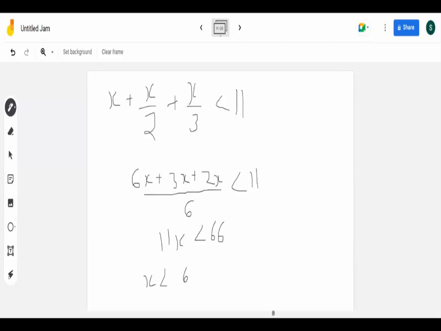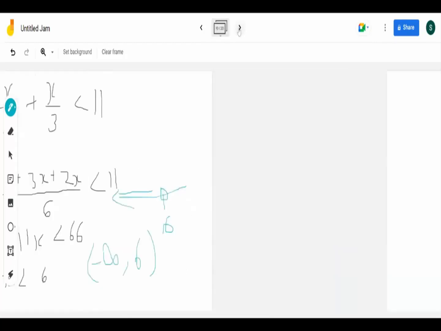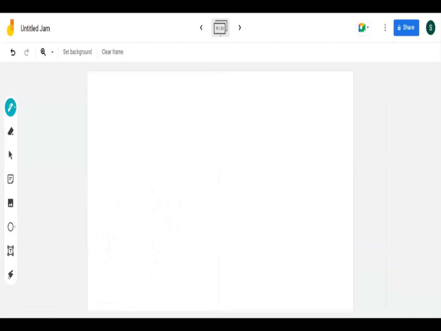So if we get x is less than 6, our answer will become simply minus infinity to 6, excluding 6. You can again verify it by number line. This is 6. We have to exclude 6, and our answer is less than 6. So minus infinity to 6. So let us move to question number 10.